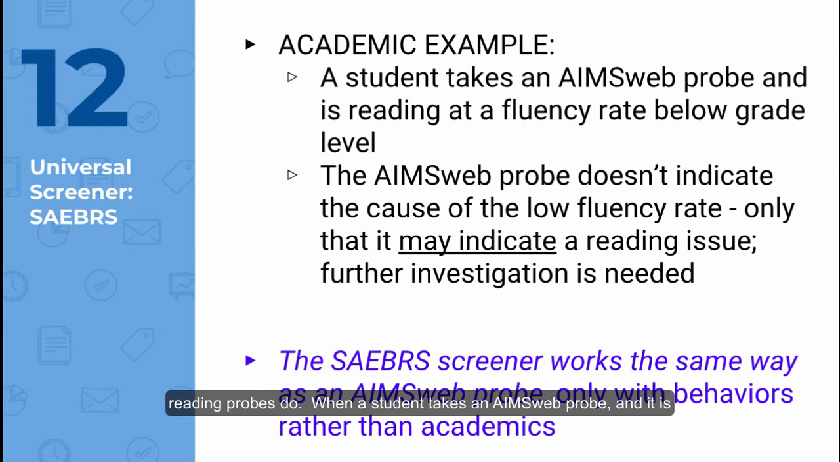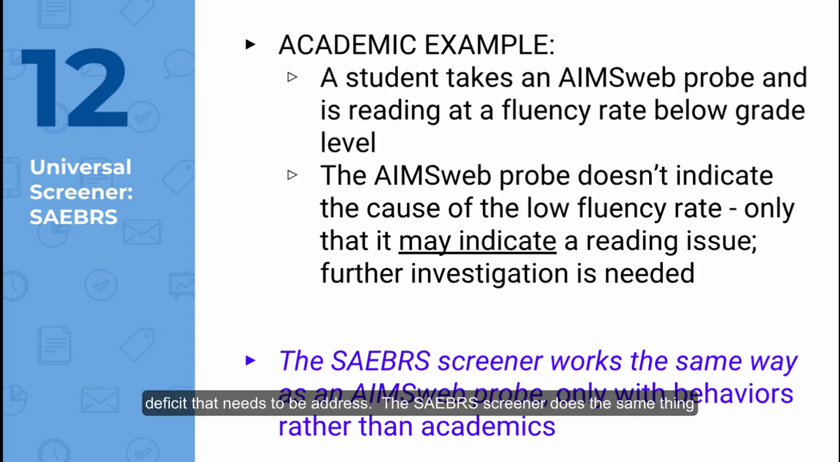When a student takes an AIMSweb probe and it is discovered that they are reading at a slower rate than their grade level indicates, the AIMSweb probe only tells us that there may be an issue with reading skills. It doesn't tell us what the issue is. Only after further assessment and investigation can we determine what the specific reading issue is, if any. The student may be comprehending well, but just be a naturally slow reader. Or there may be a reading deficit that needs to be addressed.